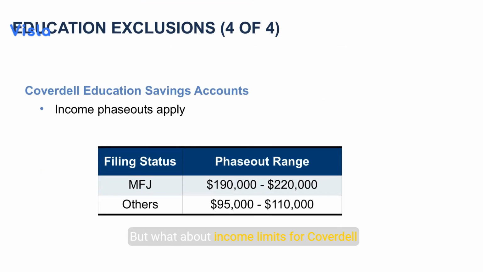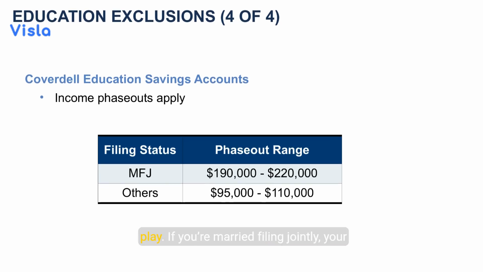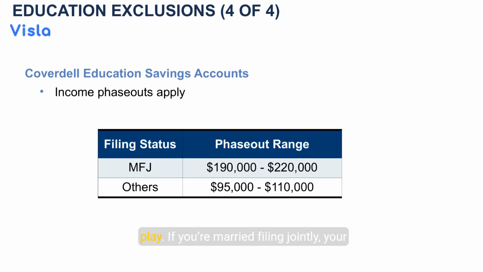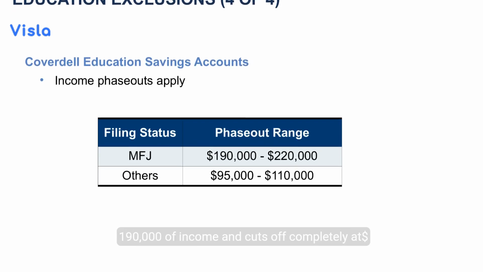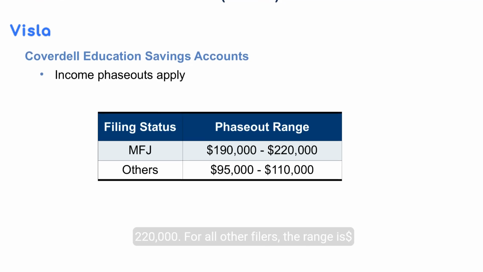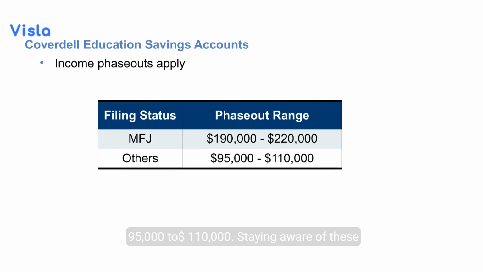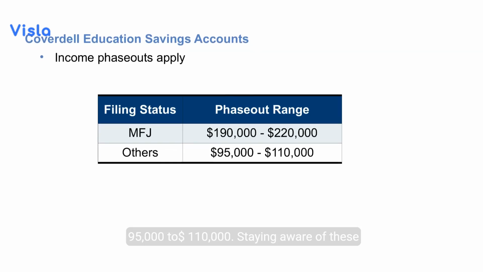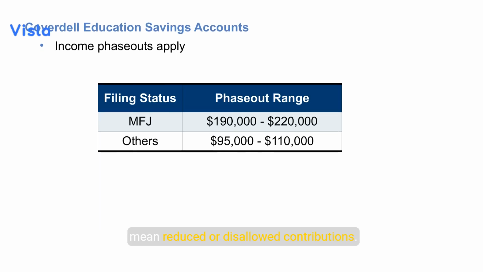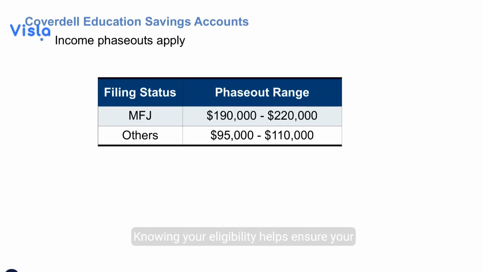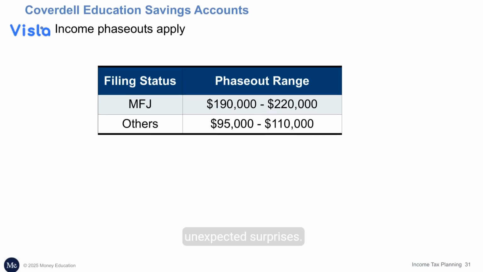But what about income limits for Coverdell contributions? Here's where phase-outs come into play. If you're married filing jointly, your ability to contribute starts phasing out at $190,000 of income and cuts off completely at $220,000. For all other filers, the range is $95,000 to $110,000. Staying aware of these thresholds is crucial. Contributing above them can mean reduced or disallowed contributions. Knowing your eligibility helps ensure your saving strategy aligns with IRS rules and avoids unexpected surprises.